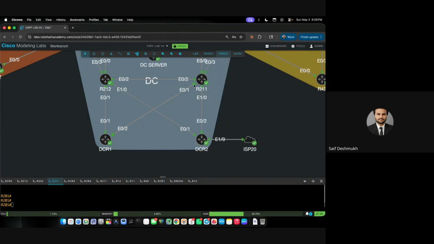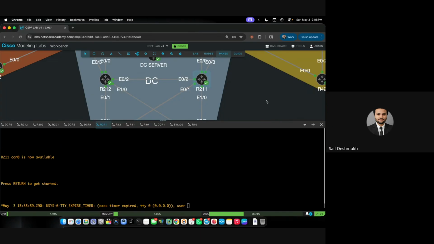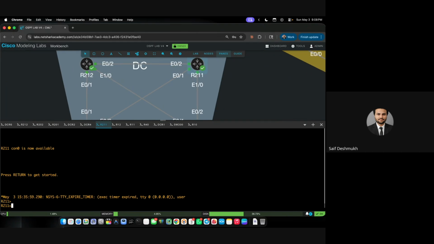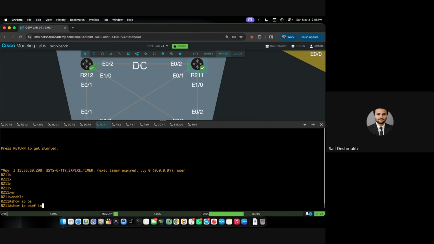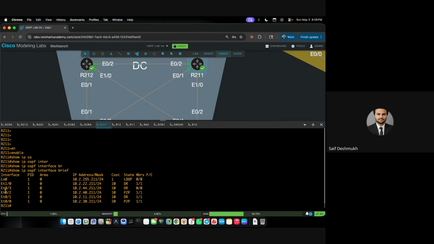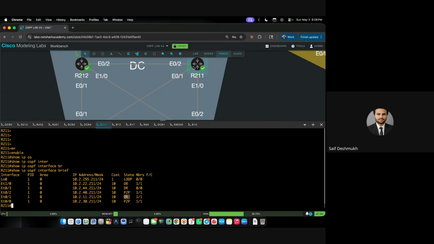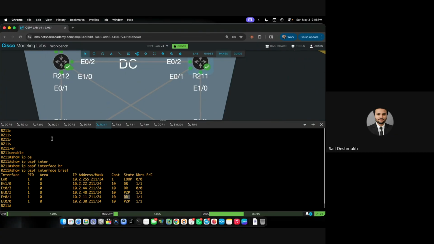211 has won the election on this link, Ethernet 0/1. We can verify that as well by going to 211 and checking Ethernet 0/1, which should show as a DR on the local interface. Ethernet 0/1 will show the local state. What is the state? This is the link state: DR, designated router. So automatically router 211 is going to generate a type 2 LSA to explain how many routers there are in this link.